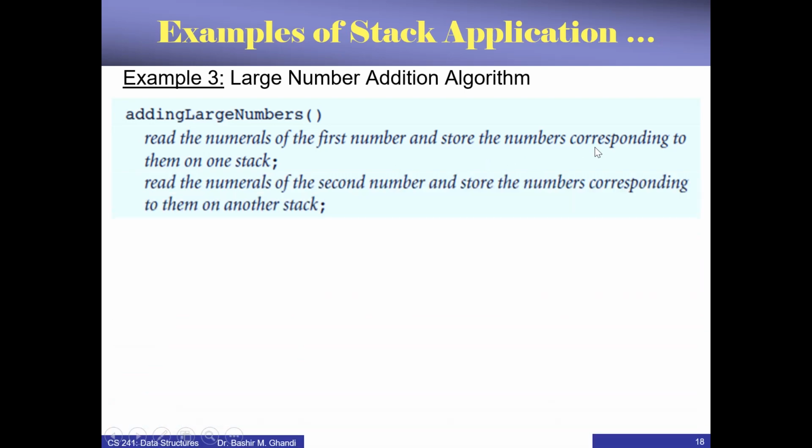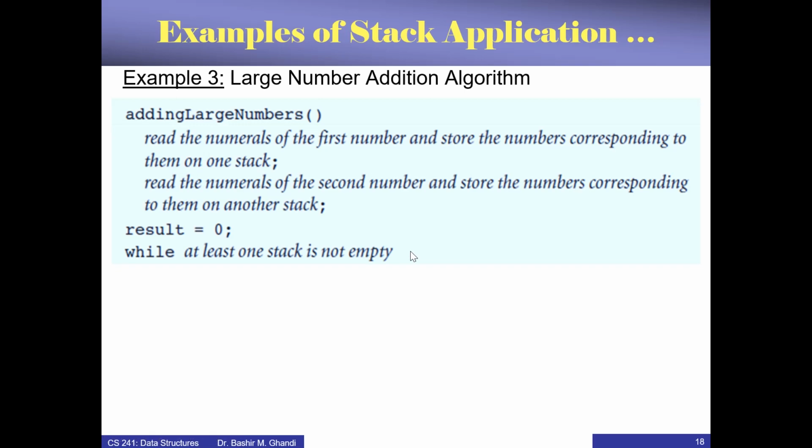Do the same for the second number. Read the numerals of the second number and store them in the corresponding stack. Okay, so we have 2 stacks with the 2 numbers. Now, initialize a variable result to 0 and then start a loop. And the loop says, while at least one of the stacks is not empty.